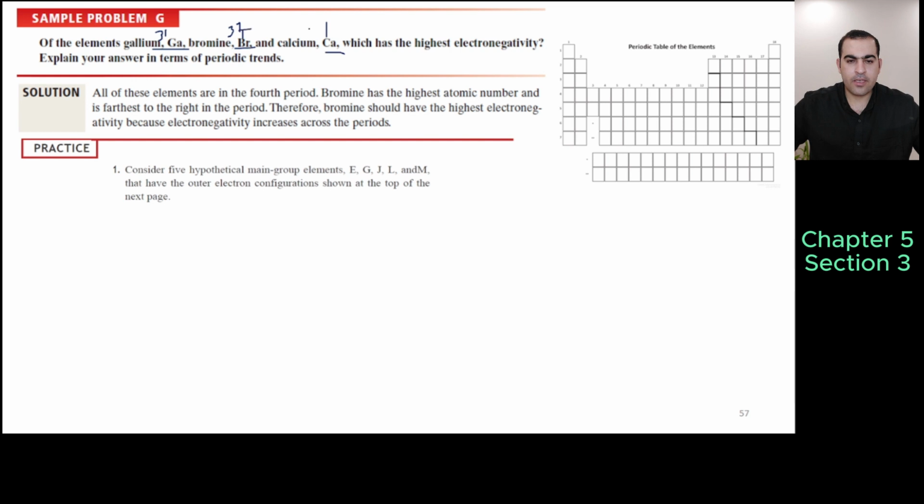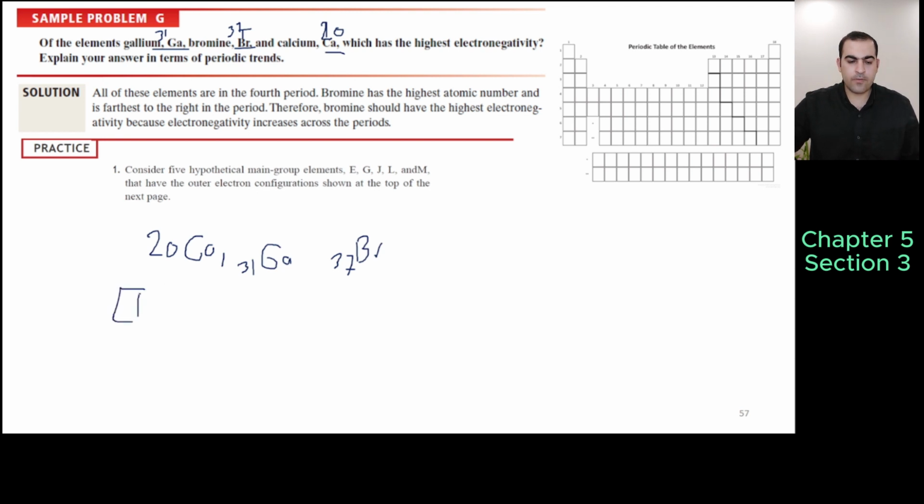37, and calcium, fluorine, chlorine, and bromine. Okay, calcium is 20, isn't it? Okay, so they are in the same period, but they are not in the same group. When they are in the same period, or let's do it together. Calcium, we're going to order it according to increasing atomic number. Gallium 31 and bromine 37. So how do we know if they are in the same group or same period?